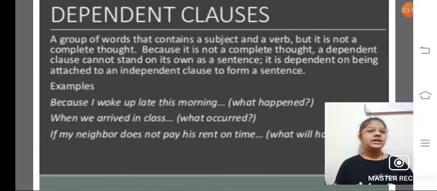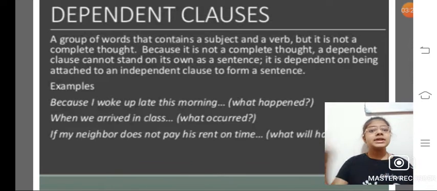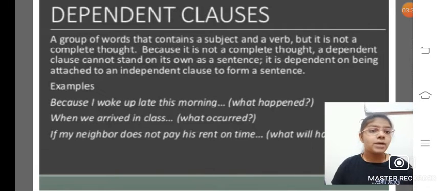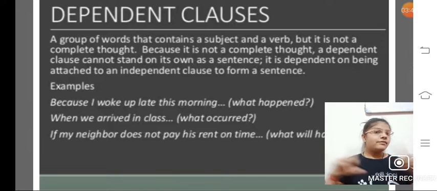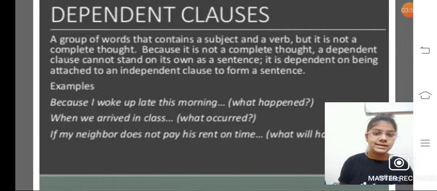Now let's learn about dependent clauses. It is a group of words that contains a subject and a verb. Conditions are fulfilled, thus it is a clause, but it is dependent. Why? Because it doesn't give a complete thought or a complete sense. Because it is not a complete thought, a dependent clause cannot stand on its own as a sentence. It is attached to an independent clause to form a sentence. While learning all this, always keep in mind that a dependent clause will always be joined to an independent clause to form a sentence and to get a complete thought, a complete sense, right?